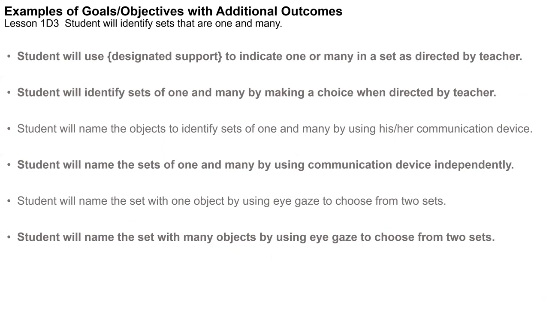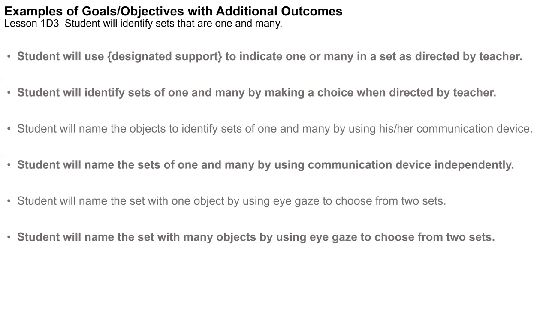Here are some examples of lesson objectives that focus on making choices within specific lessons and naming objects and sets of one and many, using support specific to the student's mode of communication, communication device, and choice making, in this case, eye gaze.